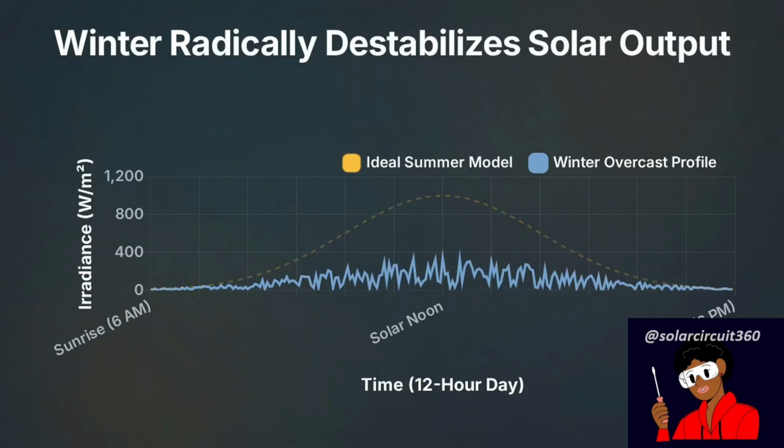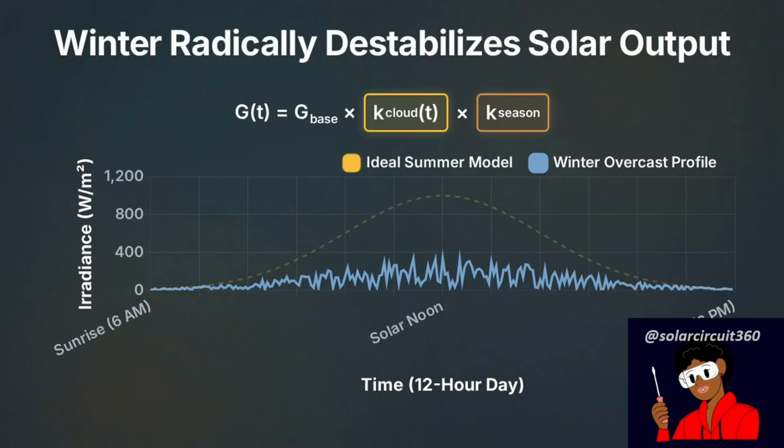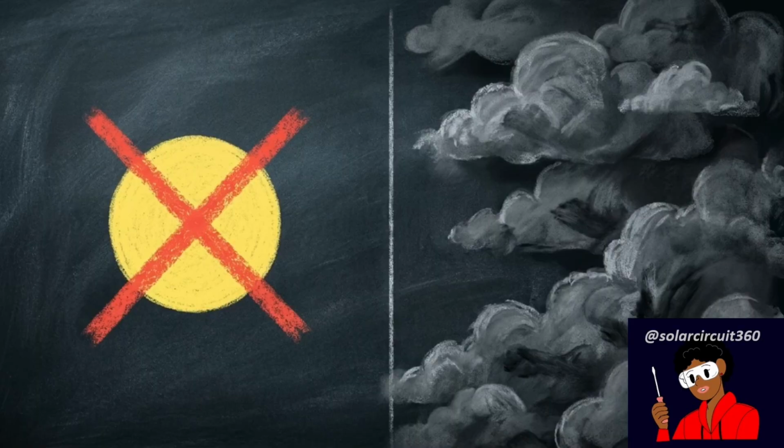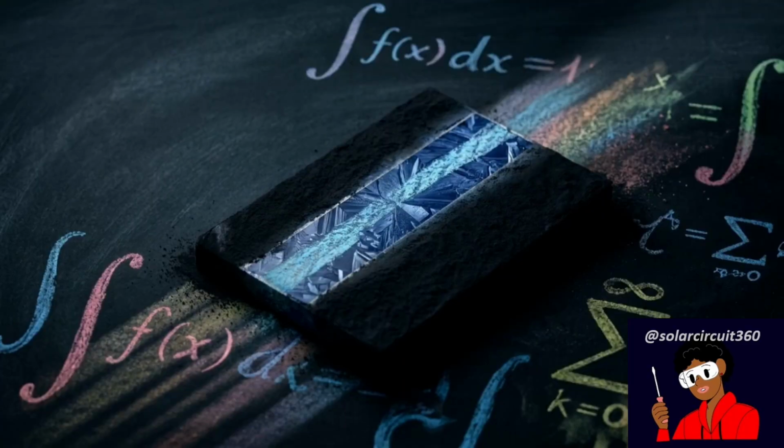You get a highly erratic, low-amplitude, jagged waveform. Two mathematical variables cause this collapse: fluctuating cloud attenuation and the seasonal low-angle reduction of the sun. Treating winter sunlight as a fixed constant is a critical error. Engineers must model a highly volatile, nonlinear irradiance flux. This nonlinear drop in irradiance dictates the physical response of your solar panel.